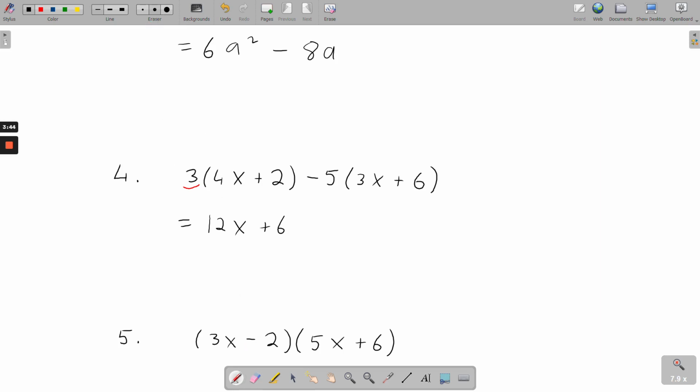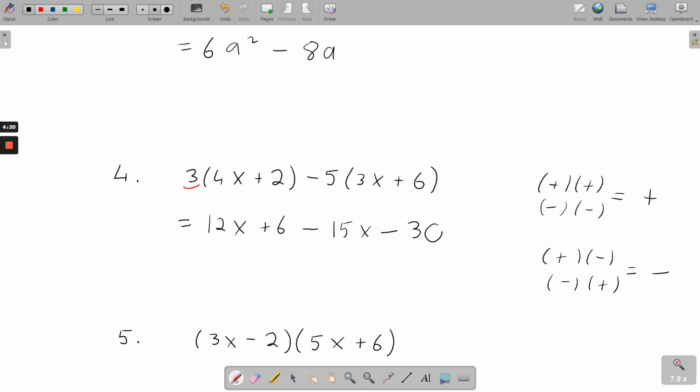Just to remember, when you're multiplying things, if you've got two of the same symbols, so a plus multiplied by a plus, or a negative multiplied by a negative, in both of these cases you're going to end up getting a plus. And if you've got two different signs, so a plus by a negative or a negative by a plus, you're going to get a negative sign. So plus by a negative equals negative, plus by a plus equals a plus. In this case here, we've got minus 5 by plus 3, and that's going to give us a negative. So we're going to get negative 15x, 5 by 3, 15. Then a negative by plus gives us a negative again, so we're going to get negative 5 by 6, which is going to give us 30.